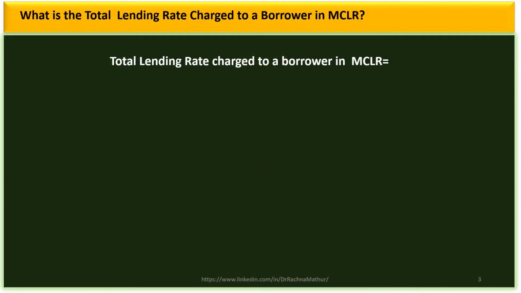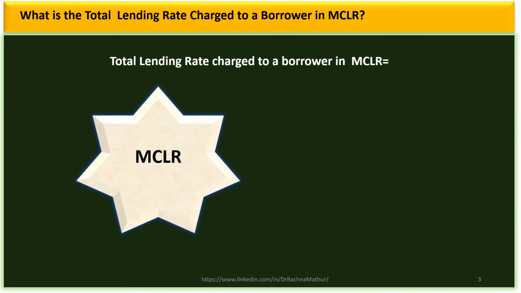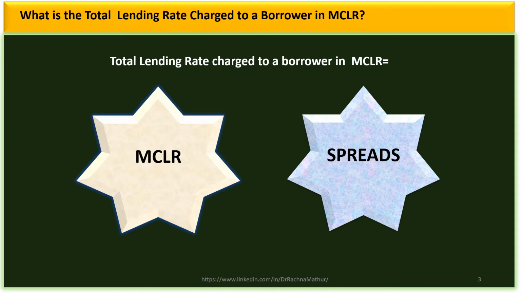Now, the very important question under MCLR is, what is the actual lending rate charged to the borrower in MCLR system? So the actual lending rate charged to the borrower in MCLR system is the MCLR plus the cost of the spreads. So the spread factor is added with MCLR that will give the actual cost of MCLR to the borrower. If somebody is borrowing a home loan, then the actual lending rate charged to the borrower of a home loan in MCLR system is MCLR plus spread. Now what is this spread? Let's find out.